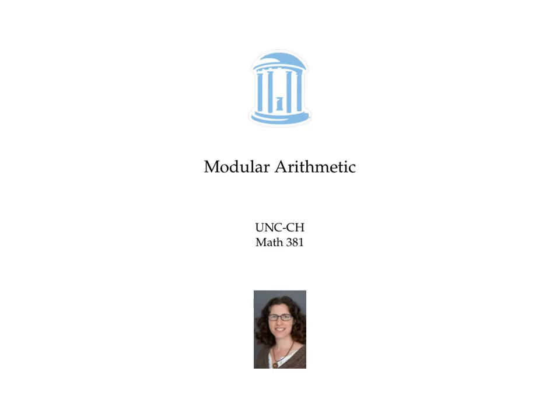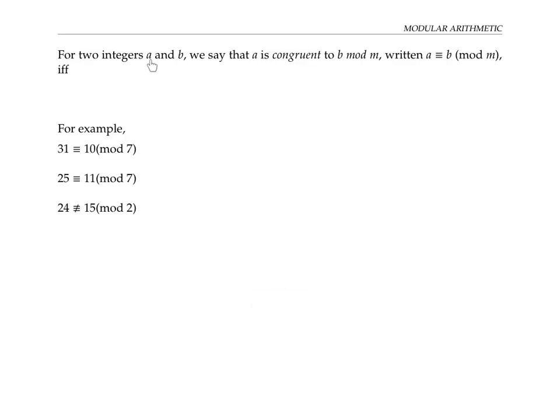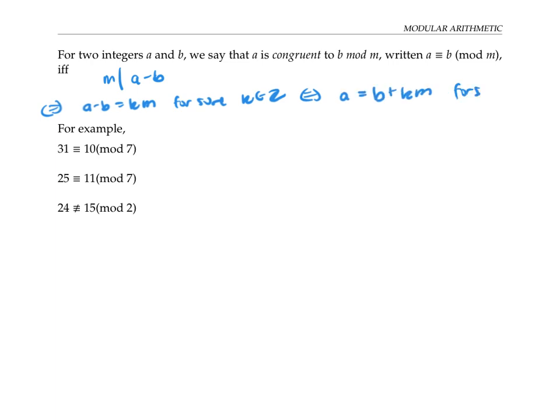This video introduces modular arithmetic. For two integers a and b, we say that a is congruent to b mod m, written with this equivalence symbol, if m divides a minus b. Or equivalently, a minus b is equal to k times m for some integer k, or we can also write this as a is equal to b plus km for some integer k.